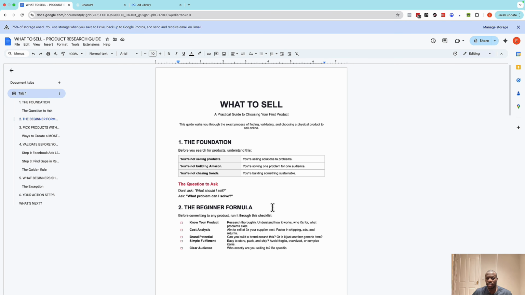So the foundation is before you start any product, you have to understand these three concepts. We're not just selling products, we're selling solutions to problems. And we're not just building the next Amazon, we're trying to solve one problem at a time for one audience or one niche. And we're not just chasing trends. That means we don't look for trendy or seasonal products. So when we're doing our product research, we should have all of this at the back of our mind. It helps us to pick a product that solves a problem rather than just moving without a direction.